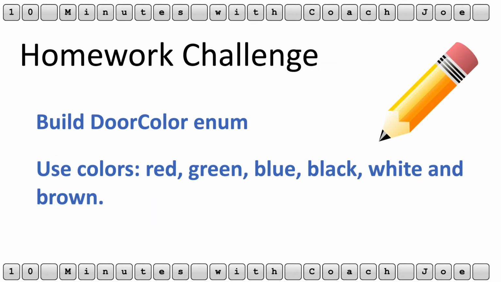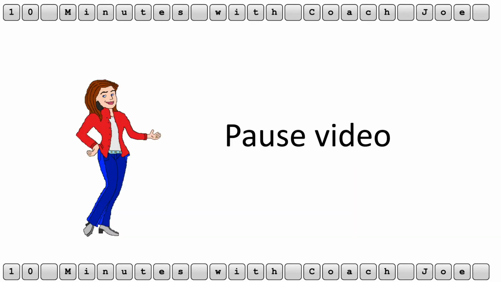Time for a Coach Joe challenge assignment. Open the basics project in IntelliJ. Inside the main Java enums package, create a new enum called door color. Use the colors red, green, blue, black, white, and brown. Pause the video to complete this assignment.